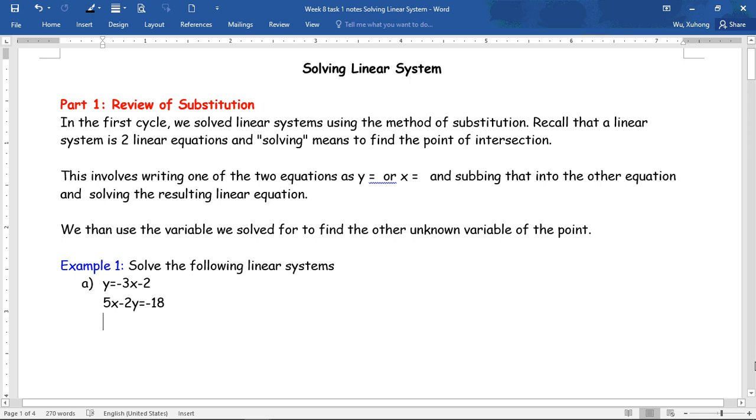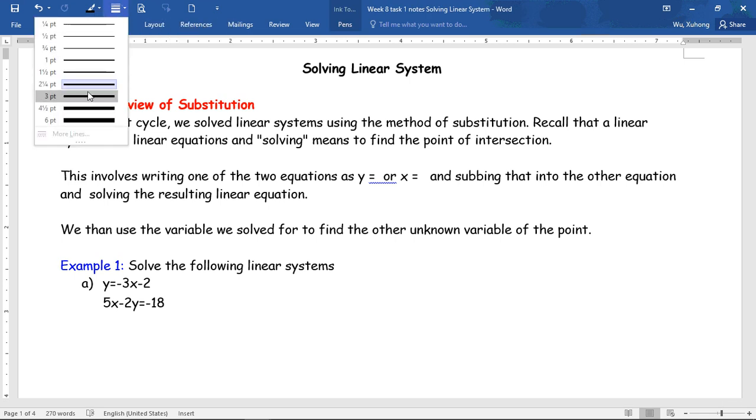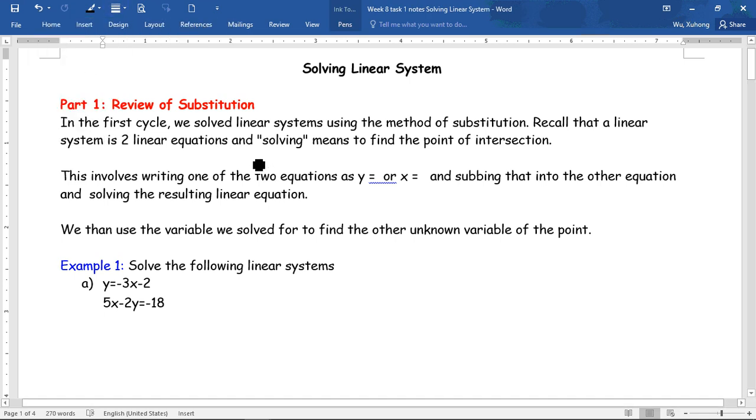Today we are going to solve linear systems. We have done solving linear systems in cycle 1 using the method of substitution. A linear system means you have two linear equations, which means you have two lines, and solving means you are looking for the point of intersection.